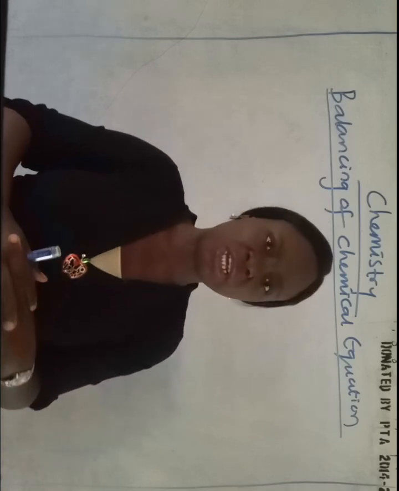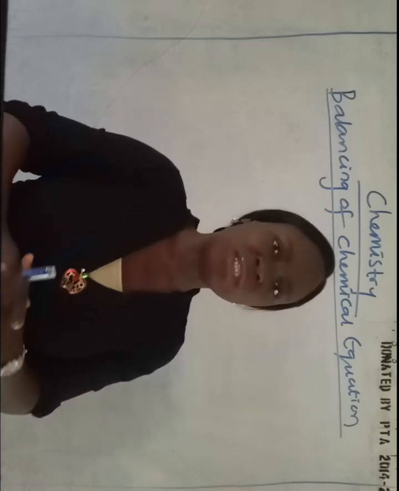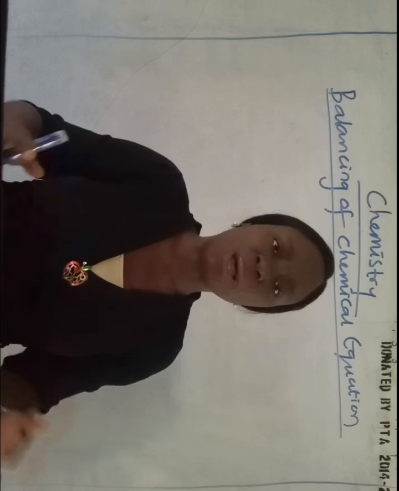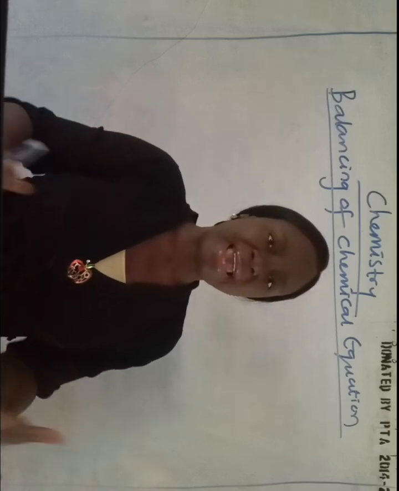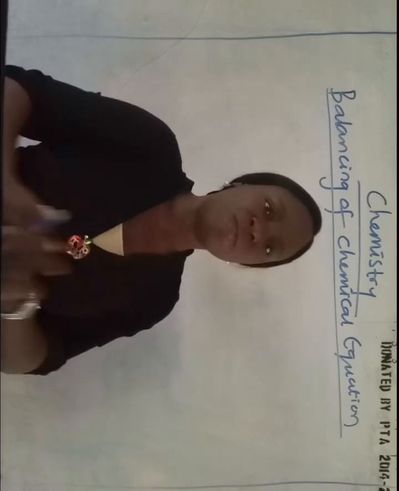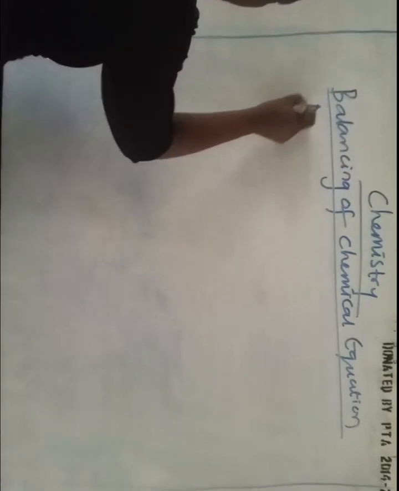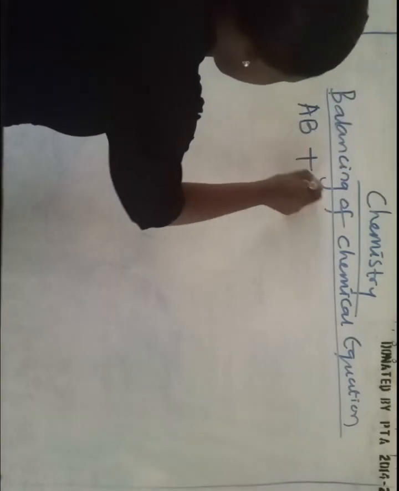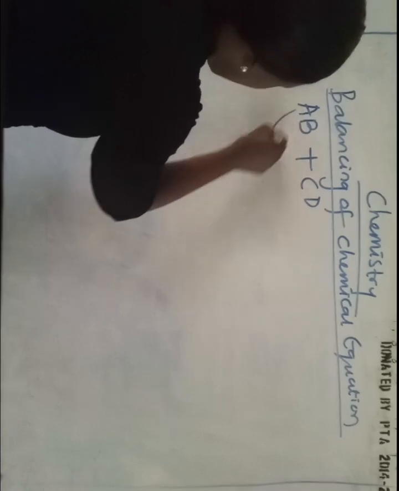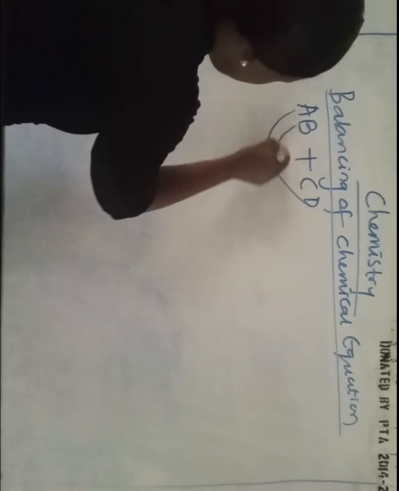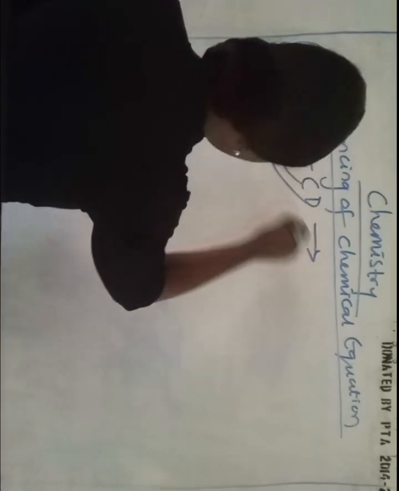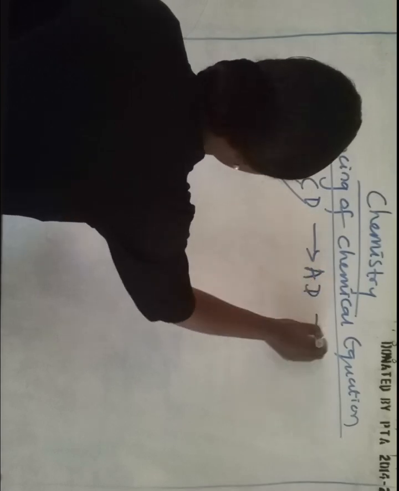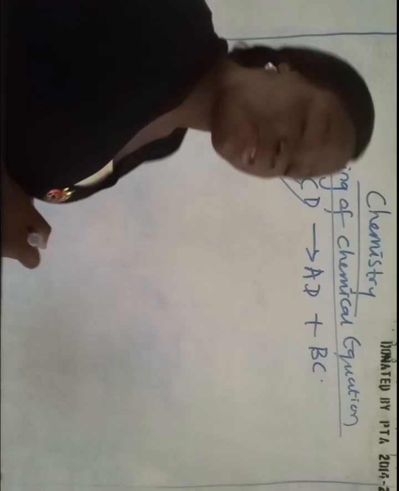Right. Okay, so I'm going to give us not really a formula, but something to guide us, especially when we are dealing with binary compounds with just two elements in them. It will be easy for us. Maybe when you have AB reacting with CD, A will go to D, then B will go to C. So you eventually have something like this: AD plus what? BC.